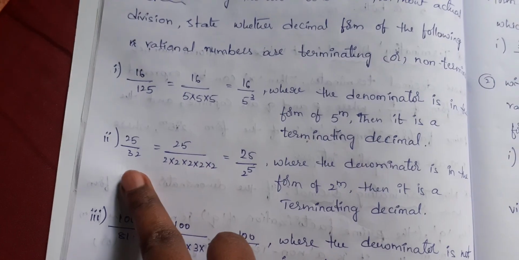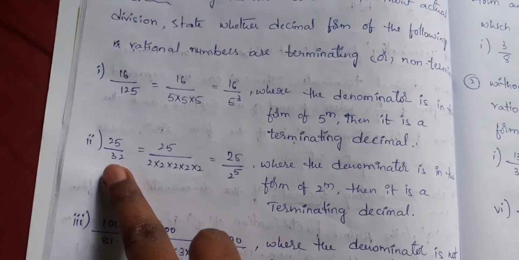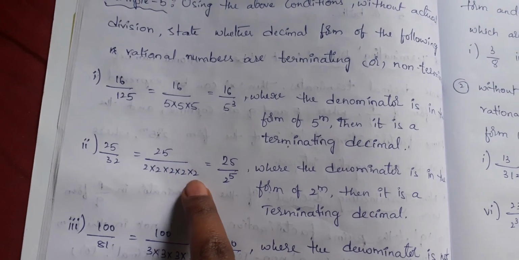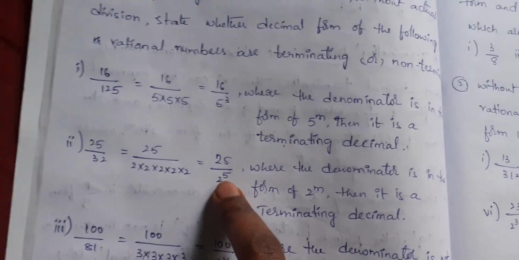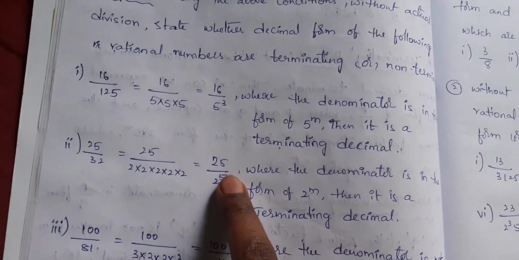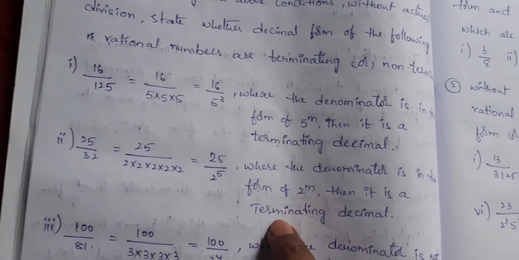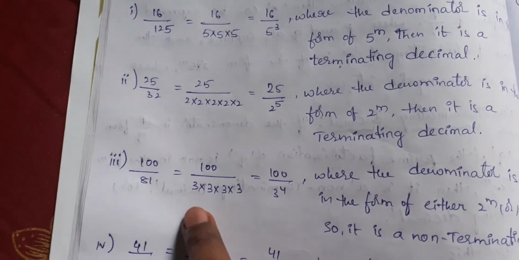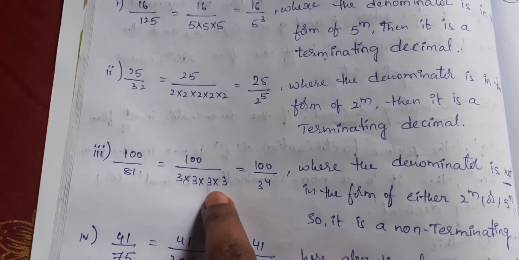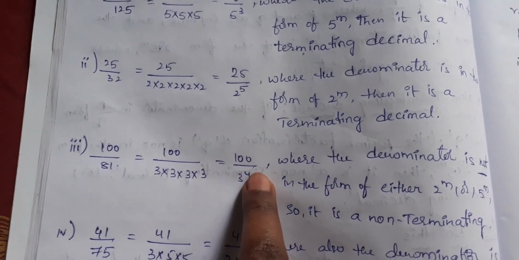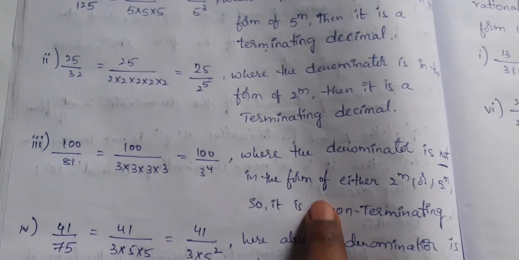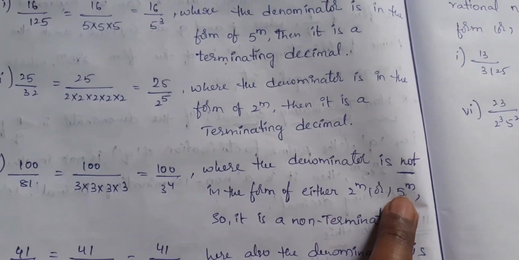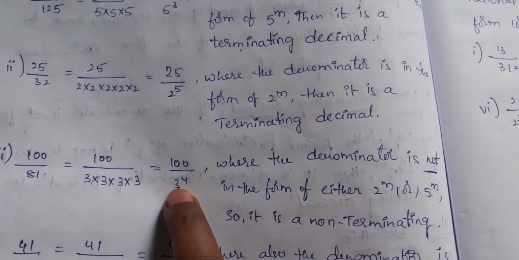Okay, and the next one, 25 by 32. I am writing 32 as 2 into 2 into 2 into 2 into 2, meaning 2 power 5. Again we are getting 2 power something, so 2 power m, then it is also terminating. And the third one, 100 by 81. 81 is 3 into 3 into 3 into 3, 3 power 4. But we compulsorily have to get either 2 power m or 5 power m, not anything else. But here we are getting 3 power 4, so it is non-terminating.